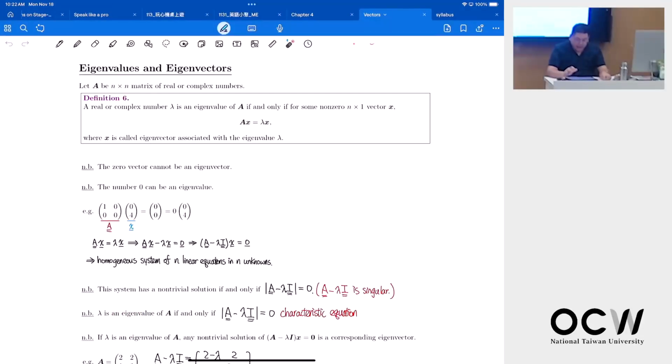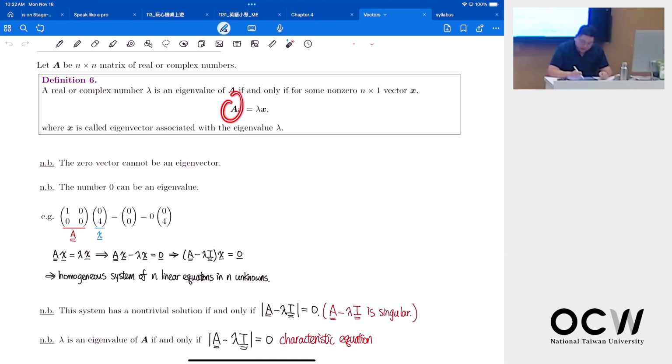Last week, we mentioned eigenvalues and eigenvectors. We can have a matrix times a vector, and this can be expressed as a constant lambda times the vector. This constant value is called the eigenvalue, and the x is called the eigenvector. And we know that eigenvectors cannot be zero. Otherwise, it is trivial.